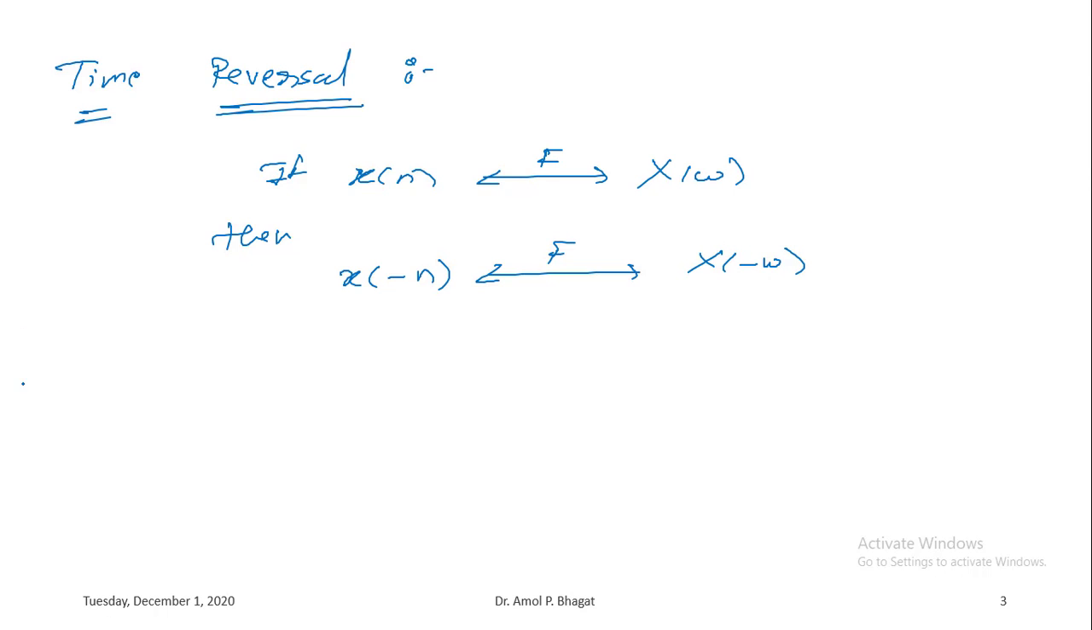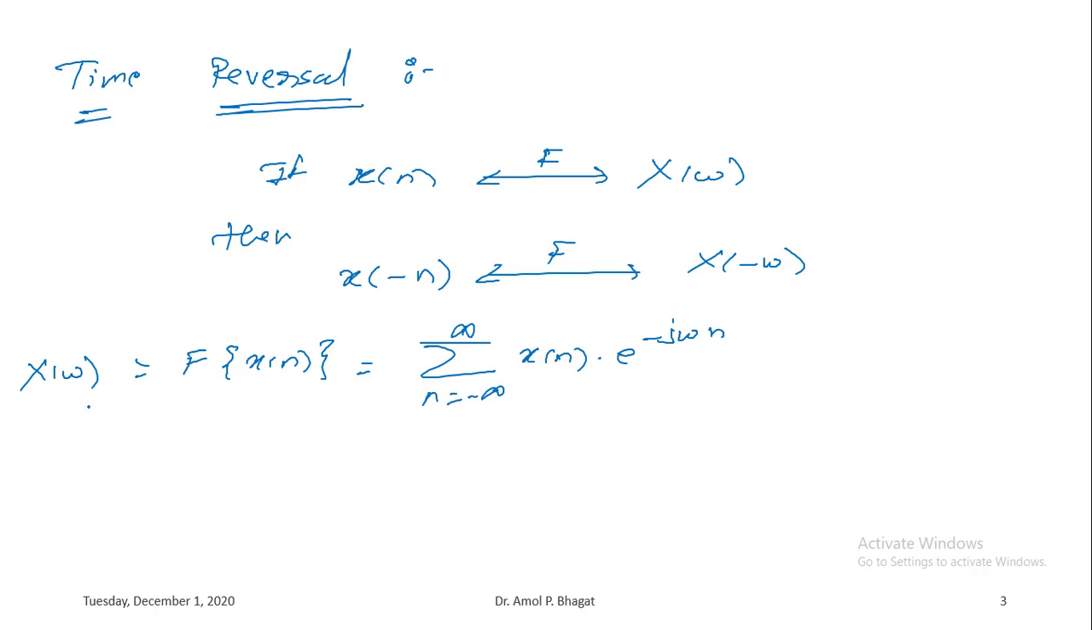So you can also prove this property. As we know, the Fourier transform of a discrete time signal x of n is simply the summation from n equals minus infinity to infinity of x of n into e to the power minus j omega n. Right, so this is nothing but your X of omega.